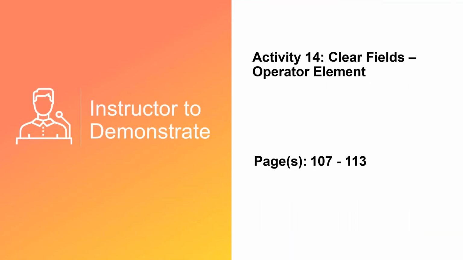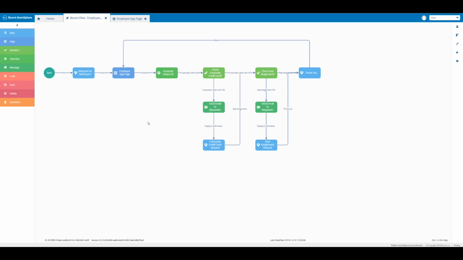In this activity, I will demonstrate how to use the operator element to clear values from the page layout within the Boomi Flow employee app. Now on the Boomi Flow build canvas, I'm going to use an operator element. So I'm going to locate the operator element here, and we're going to just place this above our back outcome on our canvas.